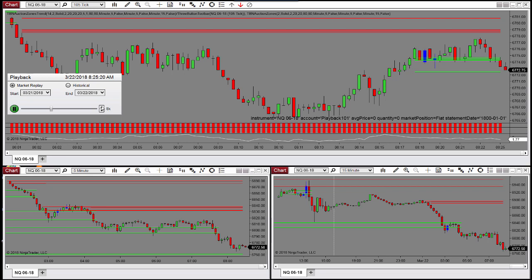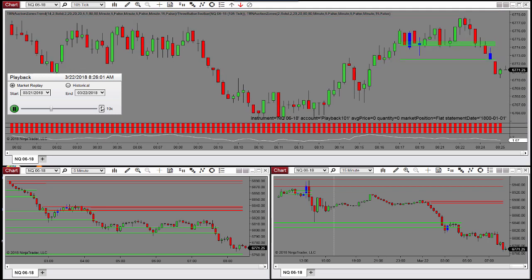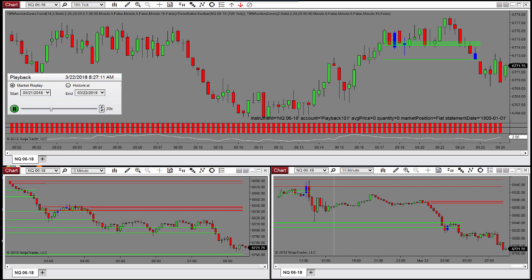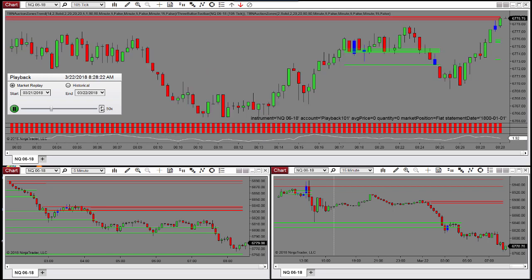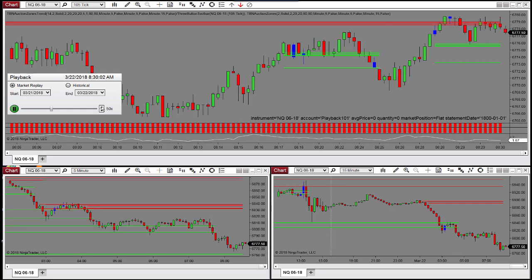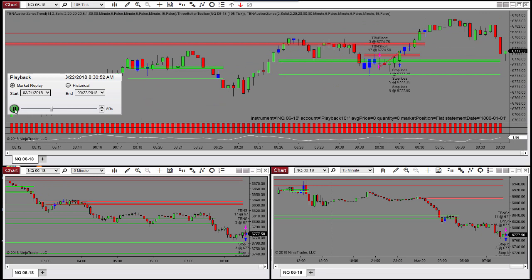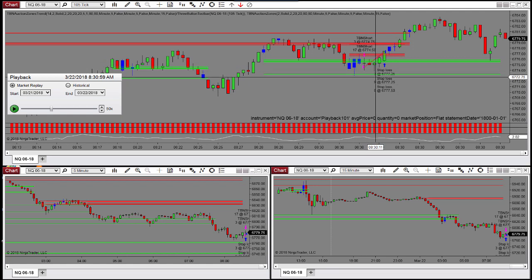We'll speed this thing up a little bit so we're not here all day. Go 50x. Okay, let me pause this. Alright, so here we go. It took its first trade. And you can see how many contracts did it do. 17, it did 20 contracts. Alright.